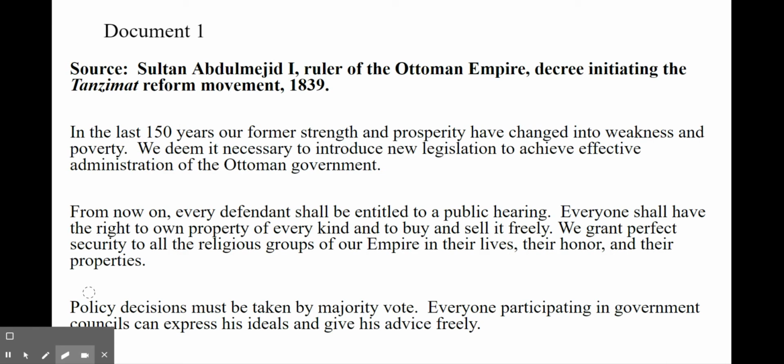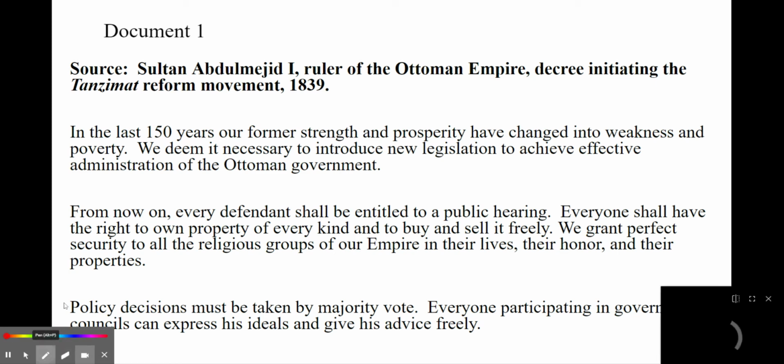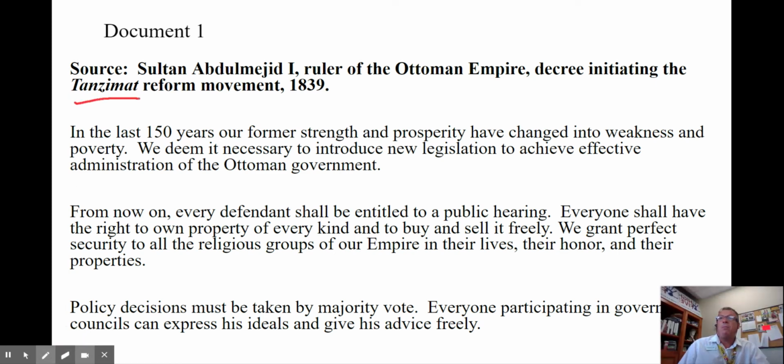So here's document 1. Sultan Abdulmajid I, ruler of the Ottoman Empire, decree initiating the Tanzimat reform. Right off the bat, if I remember my world history, I really don't need to keep reading this document anymore, if I remember what the Tanzimat reform is. Now, I just told you a second ago that we need to read all the documents. We need to answer the burning question: what's his approach? Well, his approach is he created the Tanzimat reform.